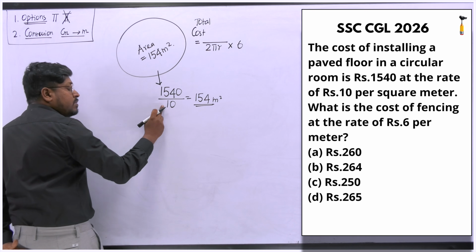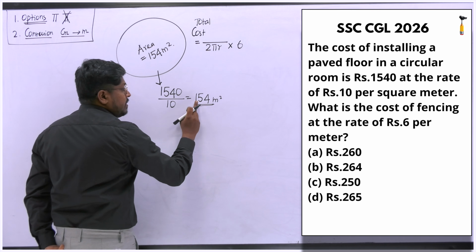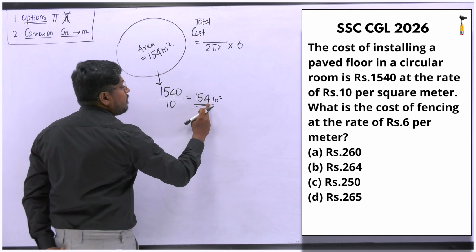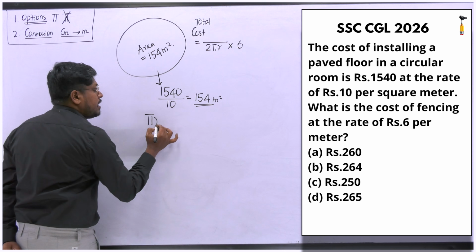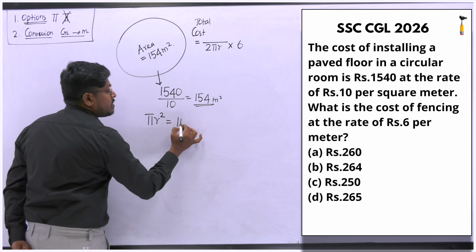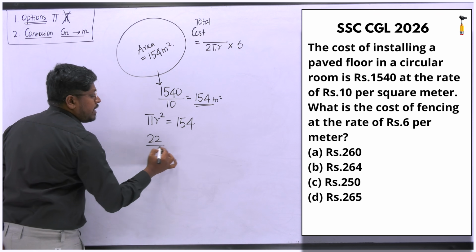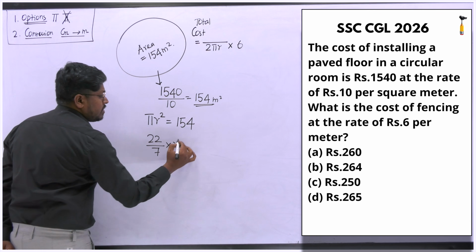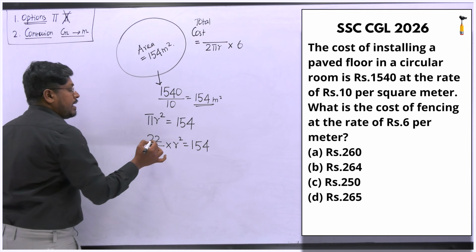So I divide this 1540 by 10, and the result will be the total area. So now we got the total area of the circle, which is 154. The total area of the circle formula is what? Pi r square. So pi r square will be the total area, 154. Pi will be 22 by 7. The radius, we don't know what it is here. So 154, now we can cancel it.